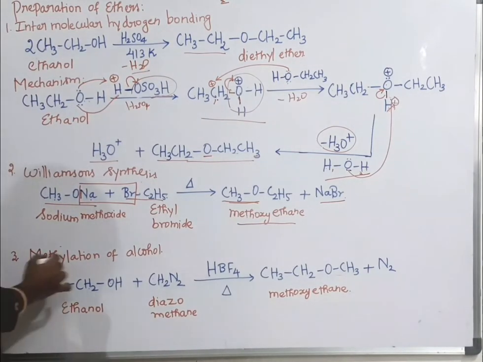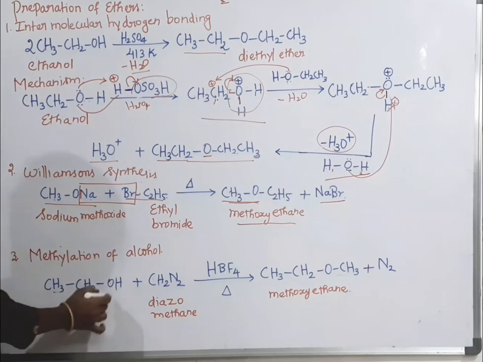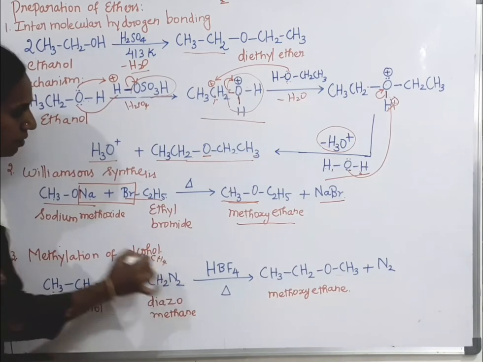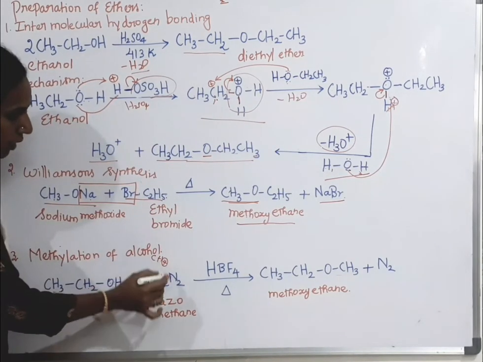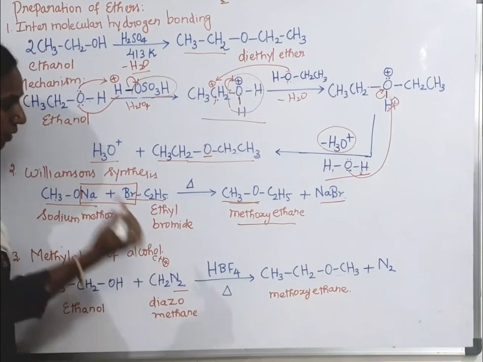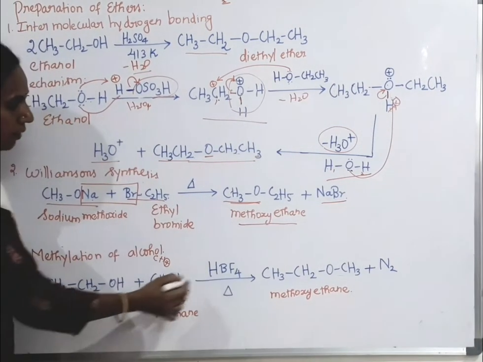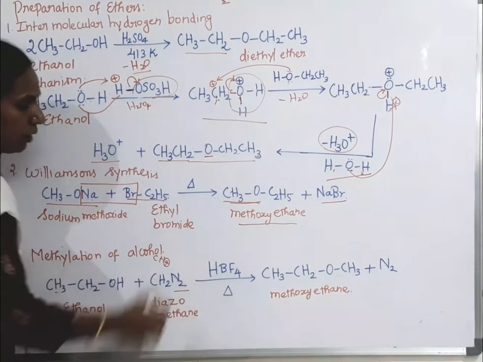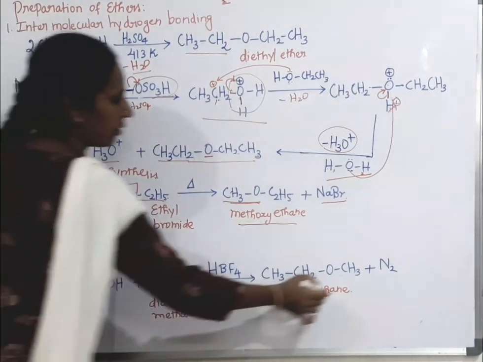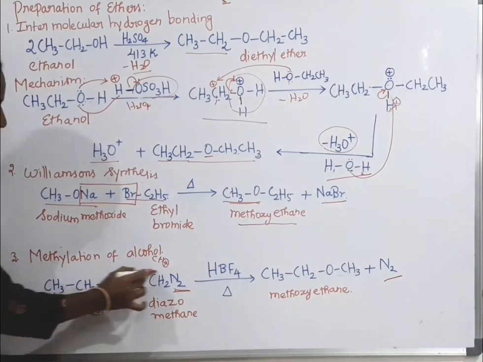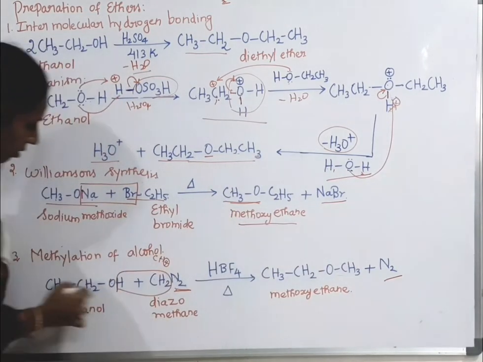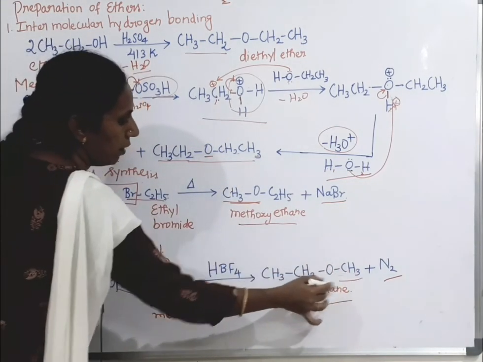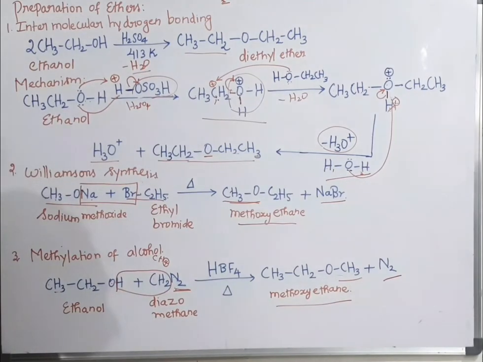The last one is methylation of alcohol. Here we take ethanol, which reacts with diazomethane. The formula for methane is CH4; two hydrogen atoms are replaced by N2, so diazomethane, which reacts in the presence of fluoroboric acid, tetrafluoroboric acid. On heating, nitrogen is removed, so this hydrogen and CH2 combine to form CH3. So CH3CH2OCH3, this is methoxyethane. So this is the methylation of alcohol.